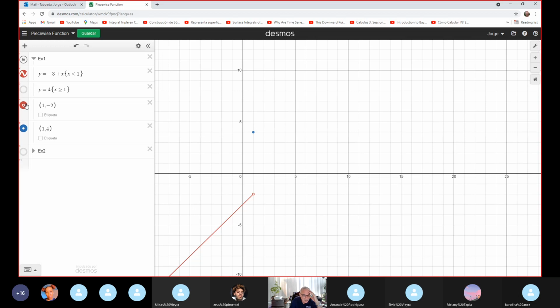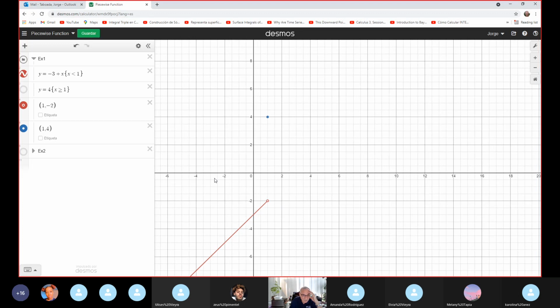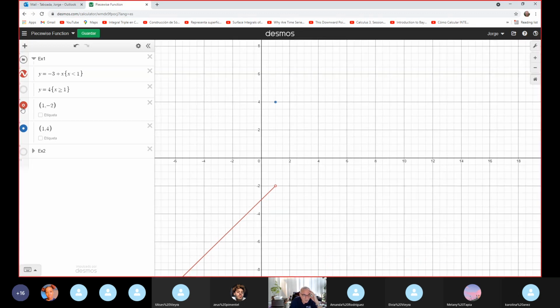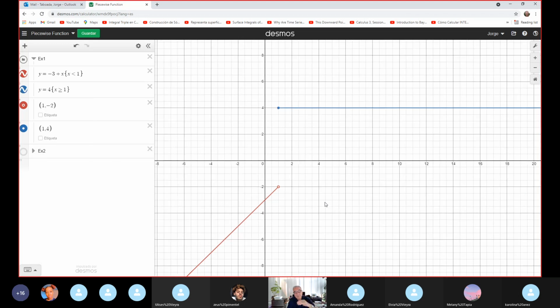How do you change that in Desmos? Well, easy. Let me show you. Zoom in to see more clearly. You click on this icon, you hold the mouse, and you change. Look here: empty, full, or cross. Cross is not necessary in this part. Either empty or full. Okay. Now this is the piecewise function. Do you understand or not?